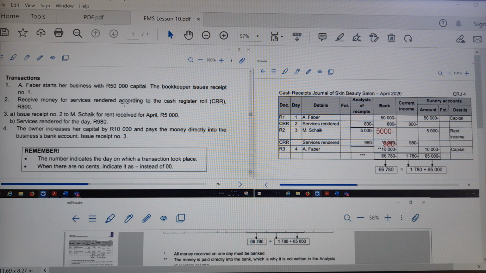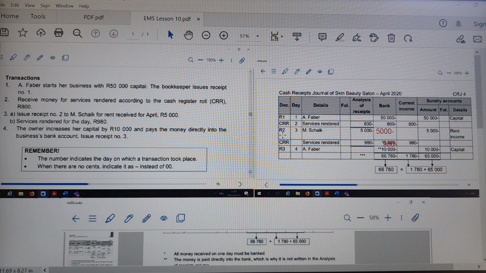And then we come to transaction number two. We receive money for services rendered according to cash register roll. It's 800 rand. So it's CRR, the document. Day number two for transaction number two, it's for services rendered. It doesn't matter if you don't have a name of the company or the person, you just put services rendered. And then analysis of receipt, we put it here, and we also put it in the bank, and it is the current income, we put it in this column because we have current income here at the top, so we don't put it on the sundry account. Sundry account, you put the type of income that you don't have here at the top.